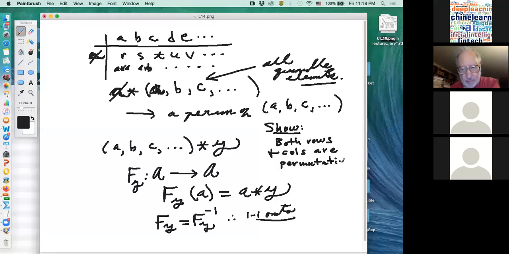Mm-hmm. So if you can prove this, is it clear that having this multiplication produce a permutation forces the table to satisfy the quandle axiom? No, I still don't think it's clear, right?